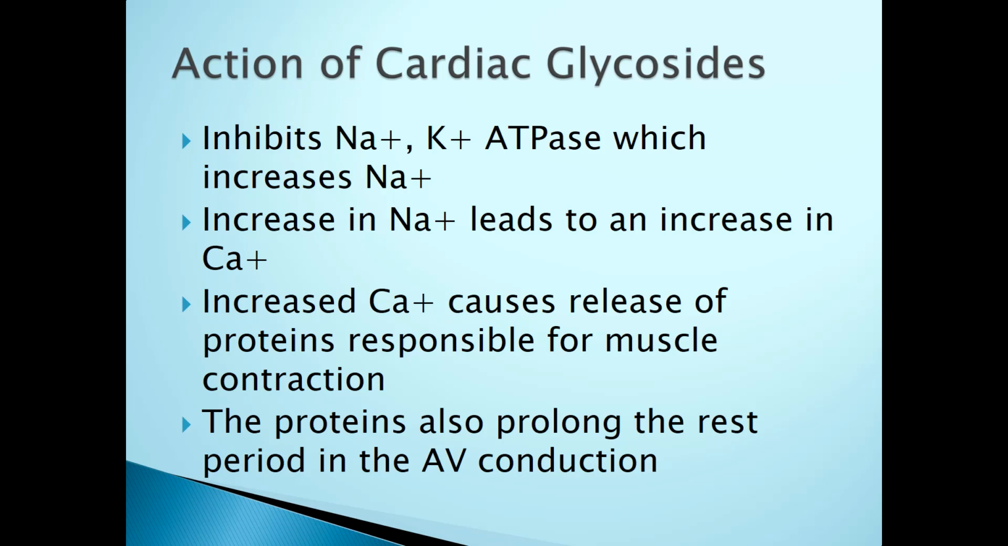The action of cardiac glycosides, they inhibit an enzyme, sodium potassium ATPase, which increases sodium levels in the heart. The increase in sodium leads to an increase in calcium, and it's that increased calcium that causes the release of proteins that are responsible for muscle contraction. The proteins also prolong that rest period, allows more blood to fill in the ventricles in between heartbeats. Ultimately, the effect is that cardiac output is increased.